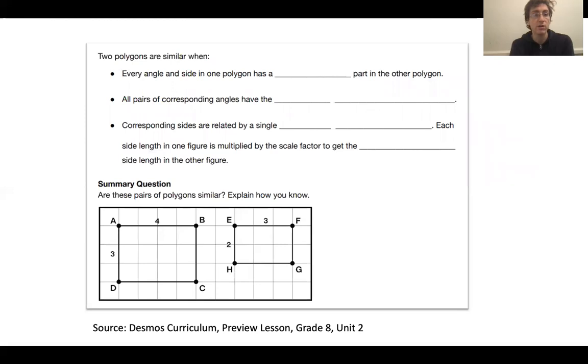Every angle inside, two polygons are similar when every angle in a polygon on one side has, okay, we're asking students to generate something significant here, I guess, a corresponding part in the other polygon. All pairs of corresponding angles have, I guess, the same angle measure. Corresponding sides are related by a single, I assume, scale factor. Each side length in one figure is multiplied by the scale factor to get the corresponding side length in the other figure. That'd be hard if this was students' first encounter with this type of explanation. I don't think it's intended to be here.